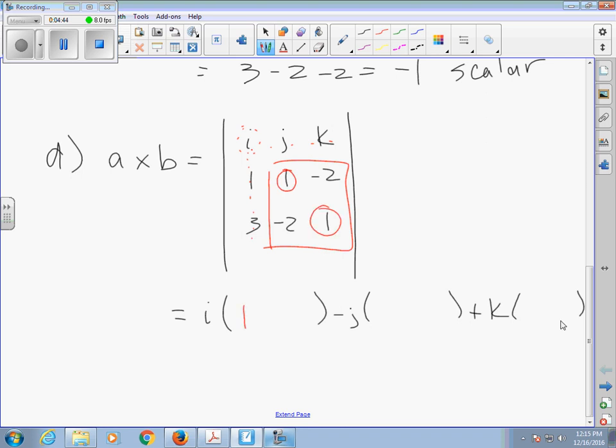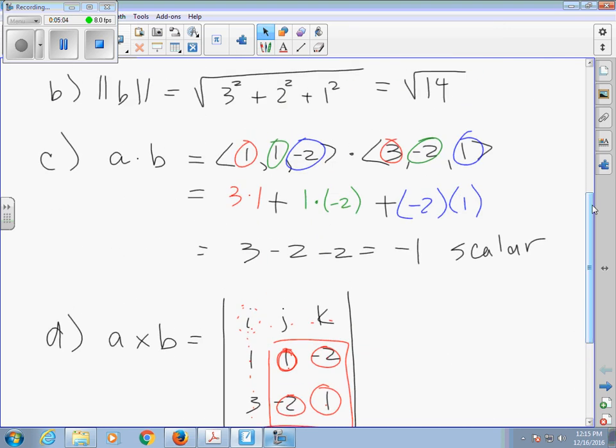1 times 1 is 1. Minus, we always do minus, so this is A, B, C, D. We do A times D, minus B times C, which is -2 times -2. That times that. Negative 2 times negative 2 is 4. Okay? That's how we do cross product.